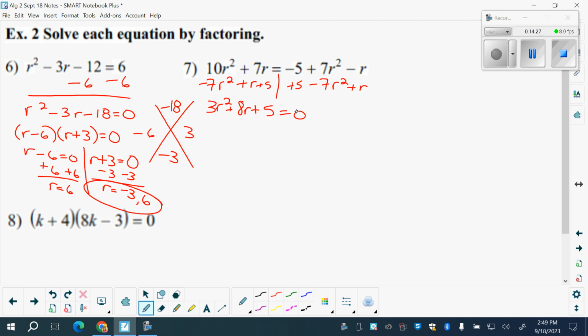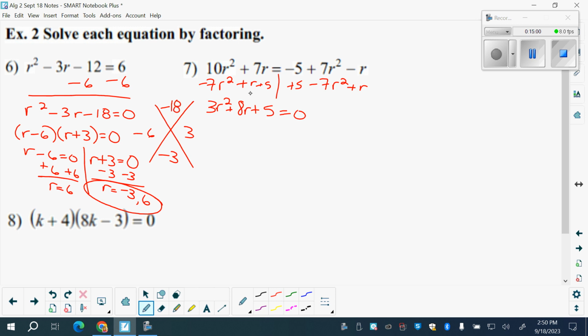So I needed to get it equal to 0. So I took everything on the right and I added 5, the opposite. I subtracted 7r squared and I put it underneath its like term. And then I added r and added r over here. So now I'm adding my like terms to get that there. Good question.